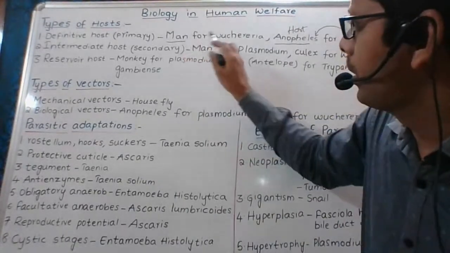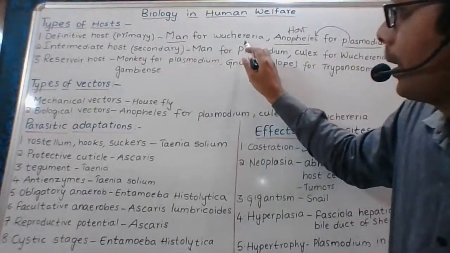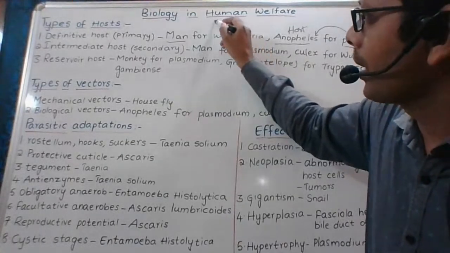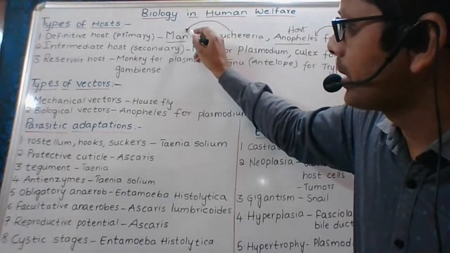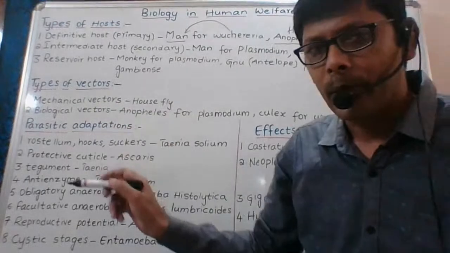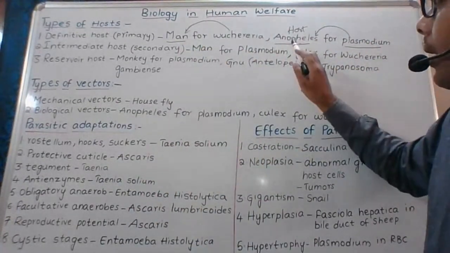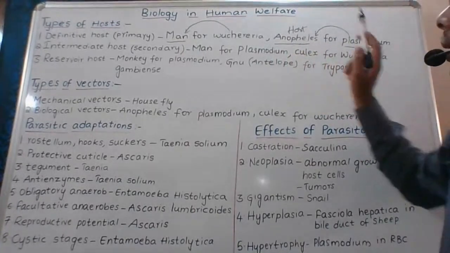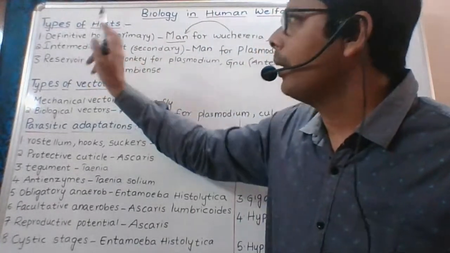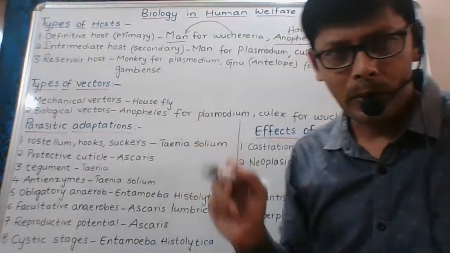Why is man called the primary host to Wuchereria? Because Wuchereria reproduces sexually in human beings. That's why man for Wuchereria and Anopheles for Plasmodium are called primary host or definitive host.